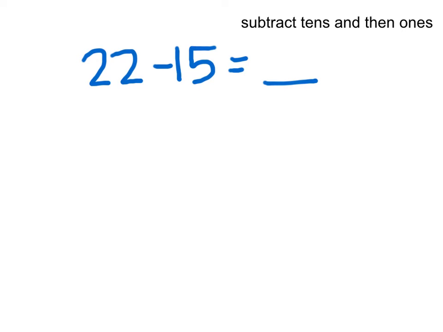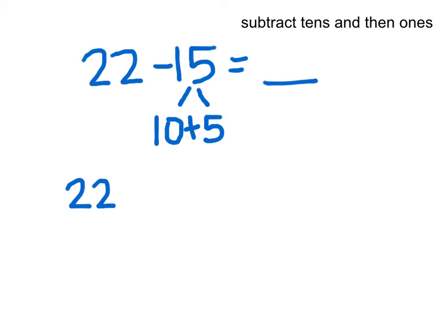Well, 15, I need to think about how I can break apart 15. Well, 15 is going to be 10 plus 5. So what I'm going to do is take the problem, 22 minus 15, and break apart the 15 first. I'm going to take the 22 and subtract the tens. Well, I can see that it's 10, so 22 minus 10 is going to give me 12.